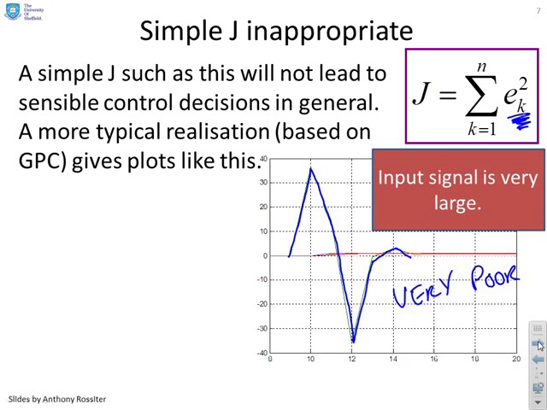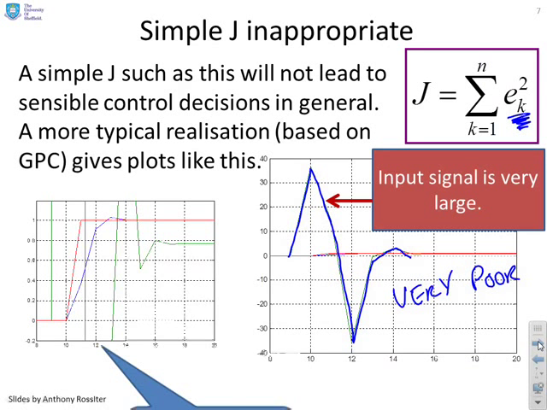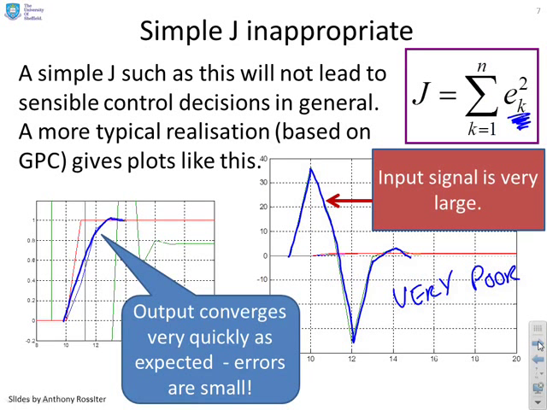Now, in this particular case, you'll look at the tracking performance, which is over here, and you can see the tracking performance is very good. And you might say, great tracking performance, but you haven't looked at the consequences on the inputs. And therefore, this form of optimization or performance index tends to be ill-advised for most systems.